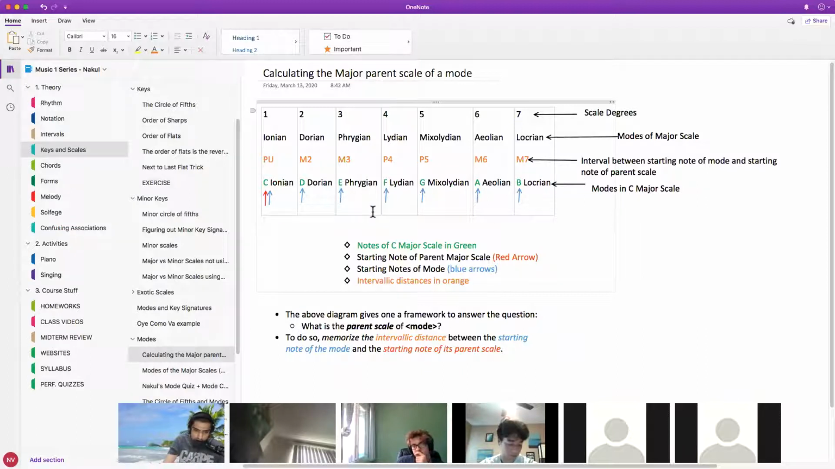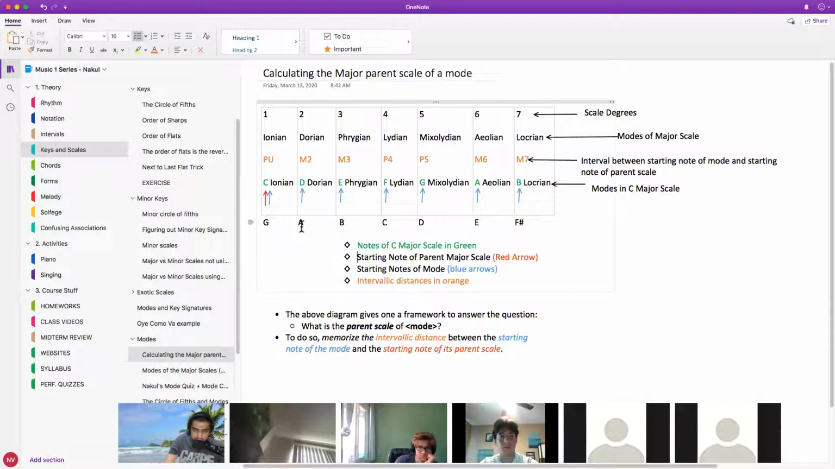So let's say we're in the key of G major. The G major is the parent scale. I'm just going to write the notes of the G major scale here: G, A, B, C, D, E, F sharp. So let's substitute all of these letters. The first mode of the G major scale is G Ionian.